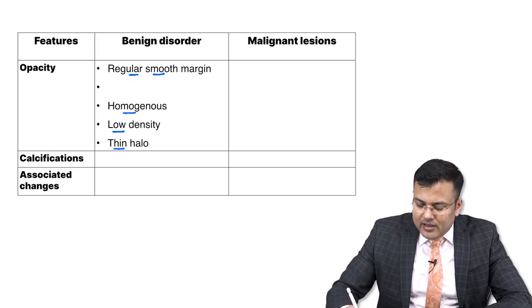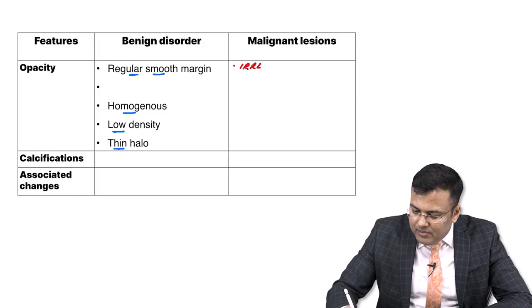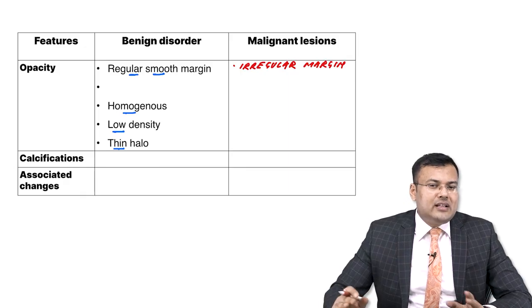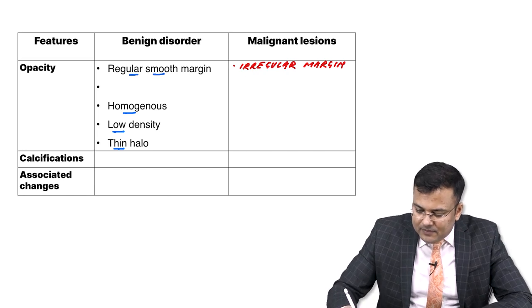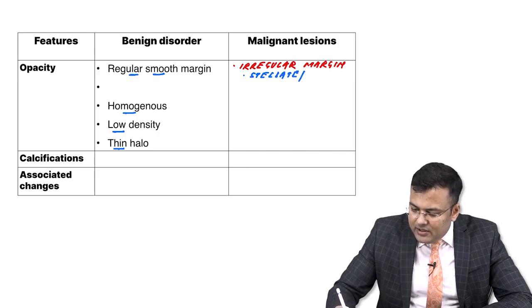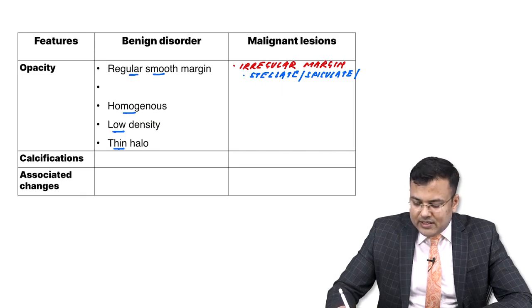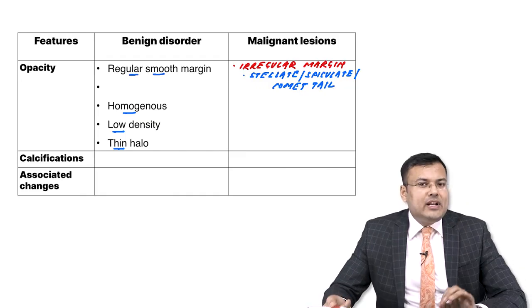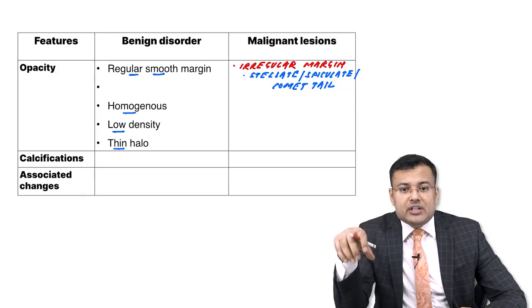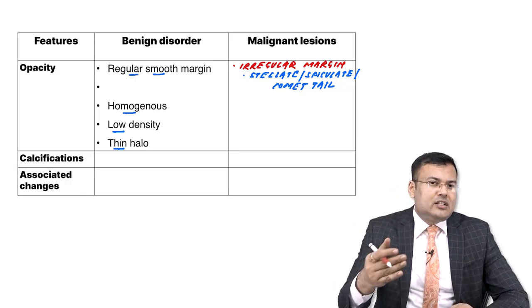If the patient has an irregular margin, what kind of margin? Stellate margin, spiculate margin, comet tail margin. These words you have to remember, because in mammography they mention these words: stellate, spiculate, comet tail. The rest of the things are just opposite.